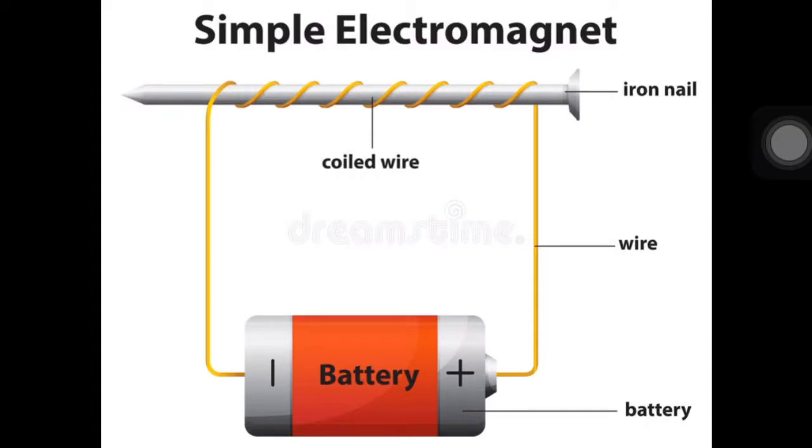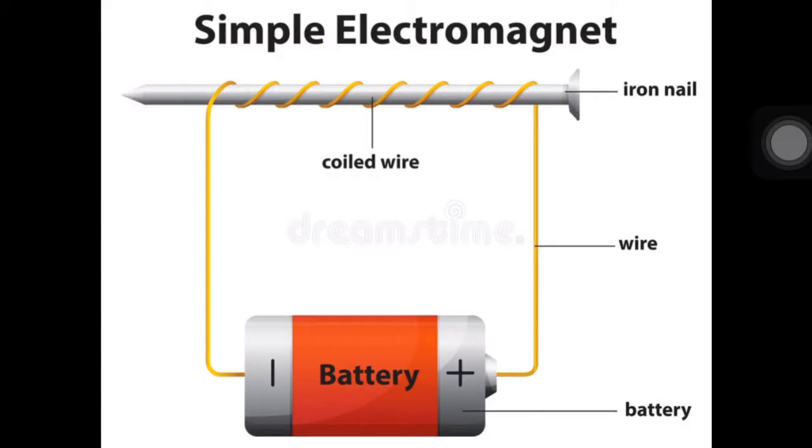This electromagnet in the form of a coil is similar to a bar magnet. That means this electromagnet will have two polarities, that means north pole and south pole. One end will be north and the other end will be south.